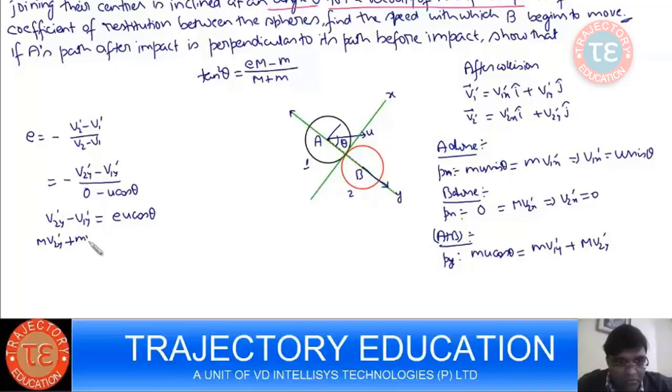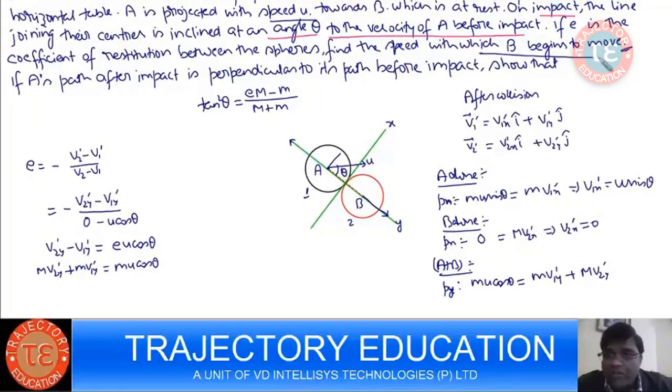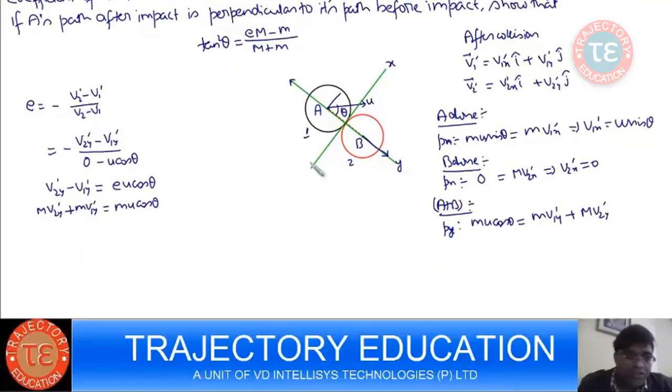m V2y' plus m V1y' equals M u cos theta. So what we had to find? We have to find the velocity with which B begins to move. So the velocity with which B begins to move is V2y'.